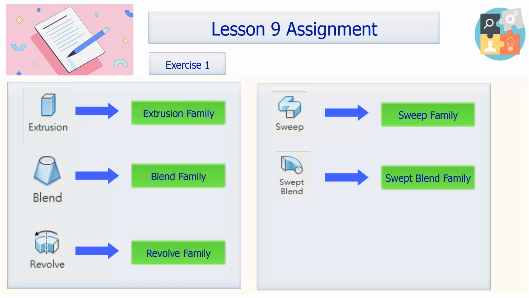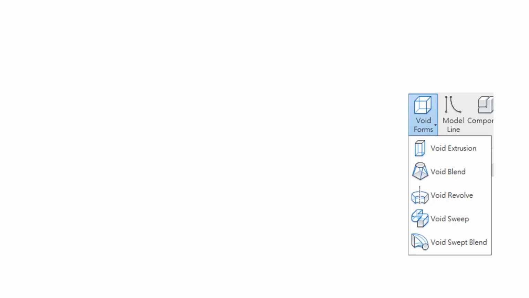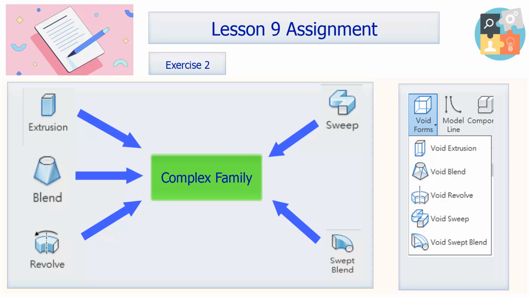Exercise 1 is relatively easy. We have learned 5 family modeling skills. In exercise 1, you need to use those skills to make families. You can create more than 5 families, of course. For exercise 2, you need to mix all skills together to model a complex family. This family should be able to show that you apply different skills on it.